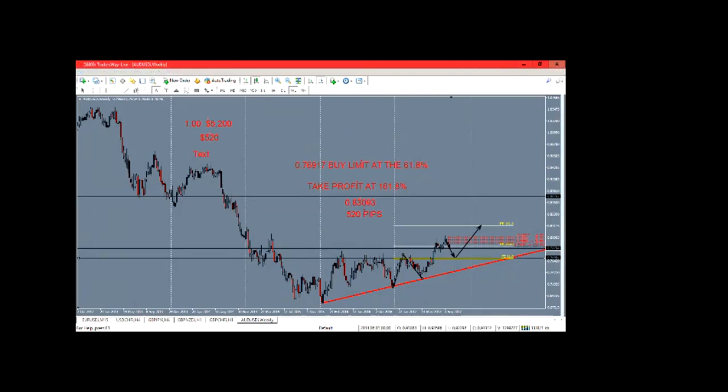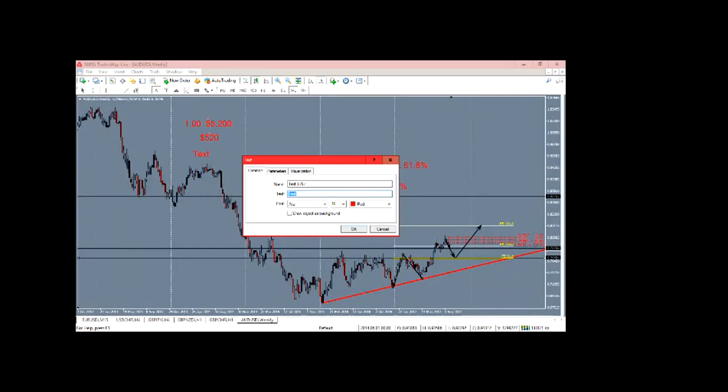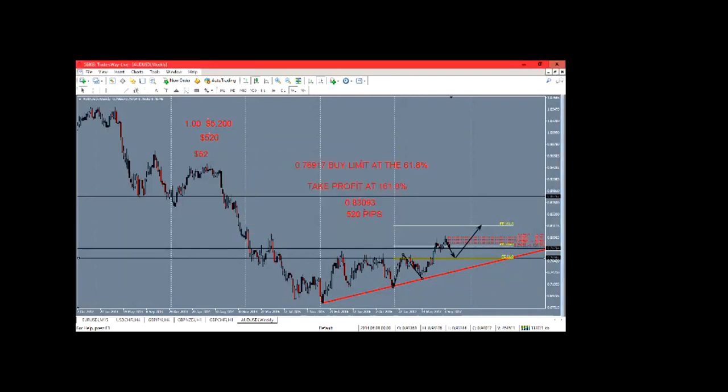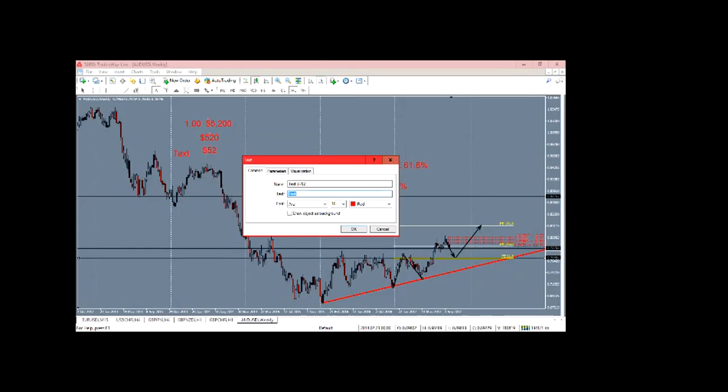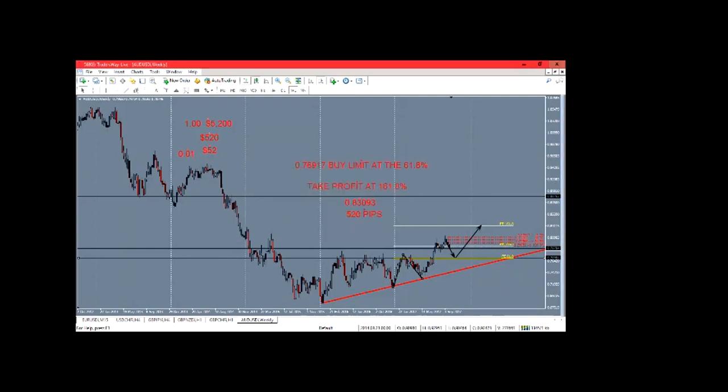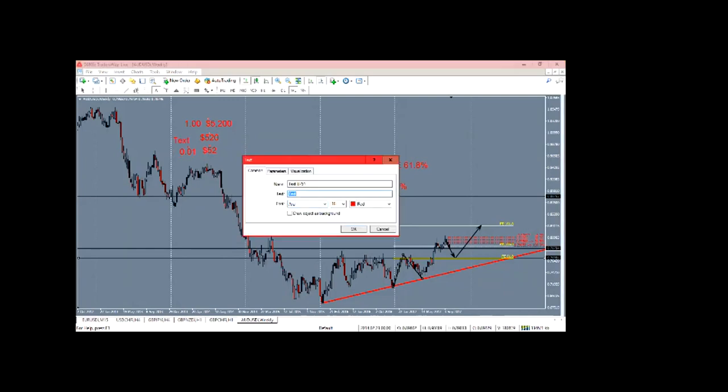For all my micro traders, my newbies, don't be afraid. $52. Hey, I'm right with you. Every trade I enter is at a 0.01, and then I'll increase the trade. And then we have 0.10.